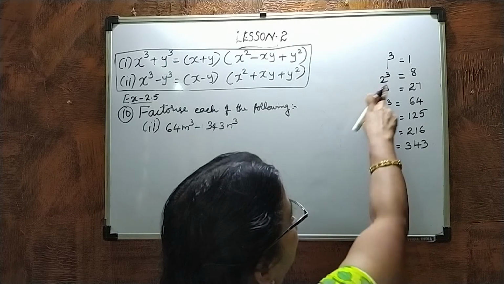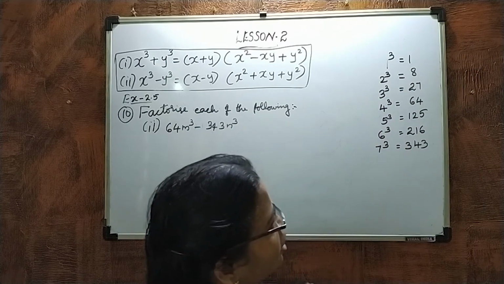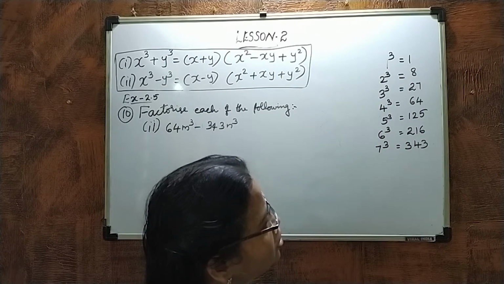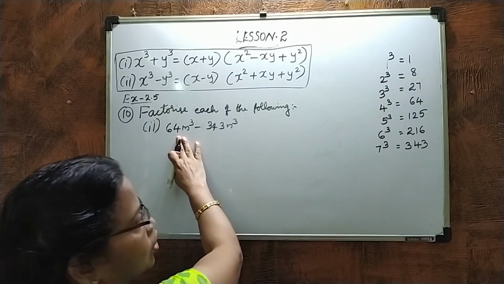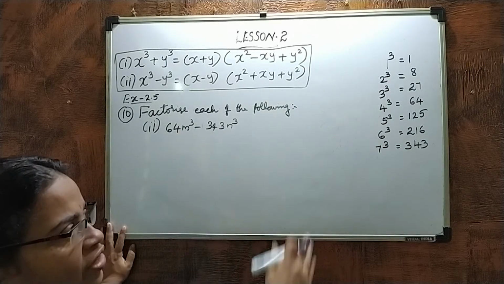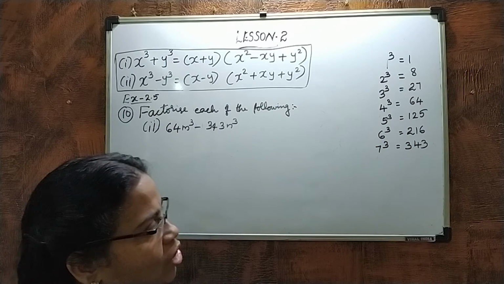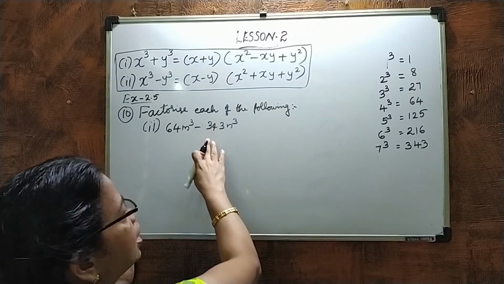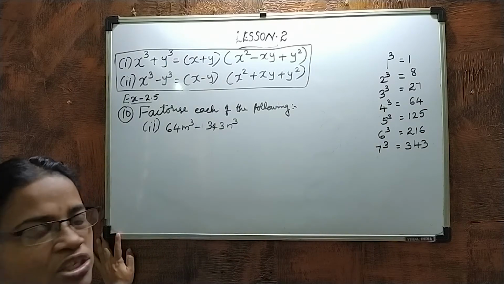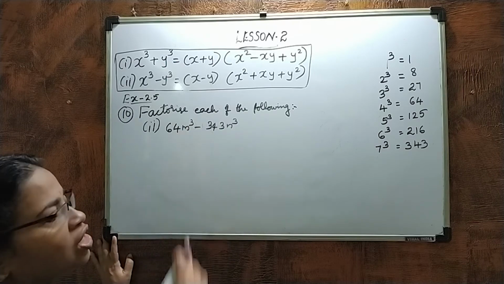So here 1 cube is 1, 2 cube is 8, 3 cube is 27, 4 cube is 64. Here 64 is a cube term. Then 5 cube is 125, 6 cube is 216, 7 cube is 343. Clear? And here variables also can be cubes.